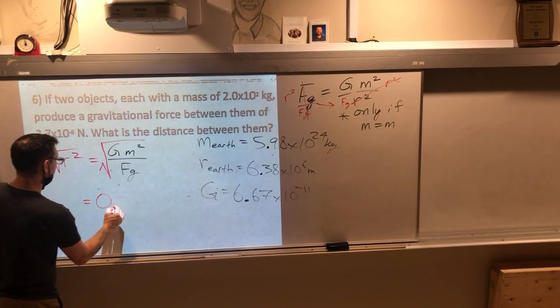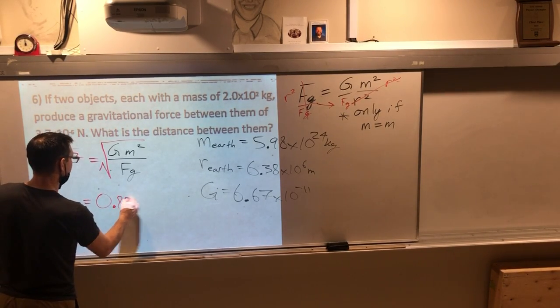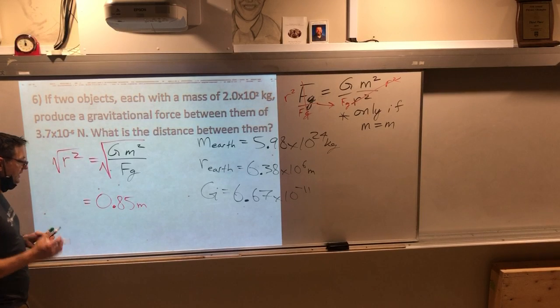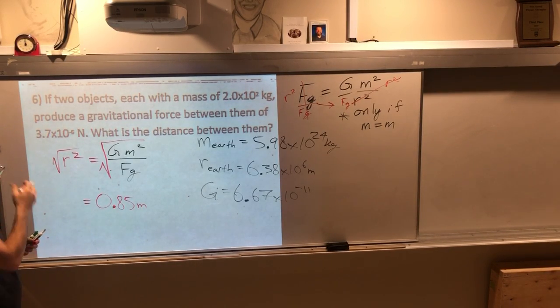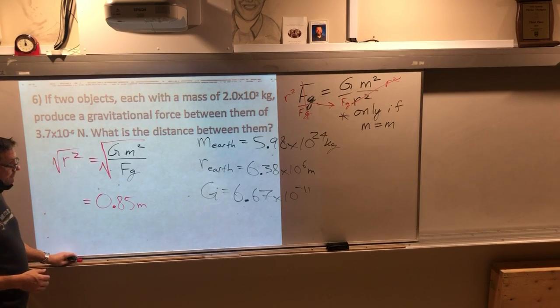0.85 meters. 0.85 meters, 85 centimeters. Yeah, I got 0.72. How did you do that? Did everybody else get 0.85? You must have a funny click on your calculator or something. Maybe a funny rounding or something.